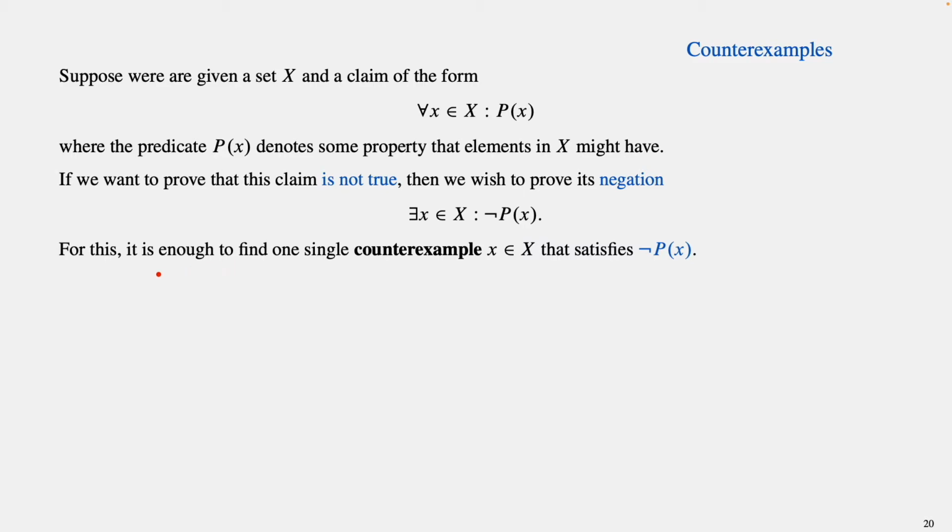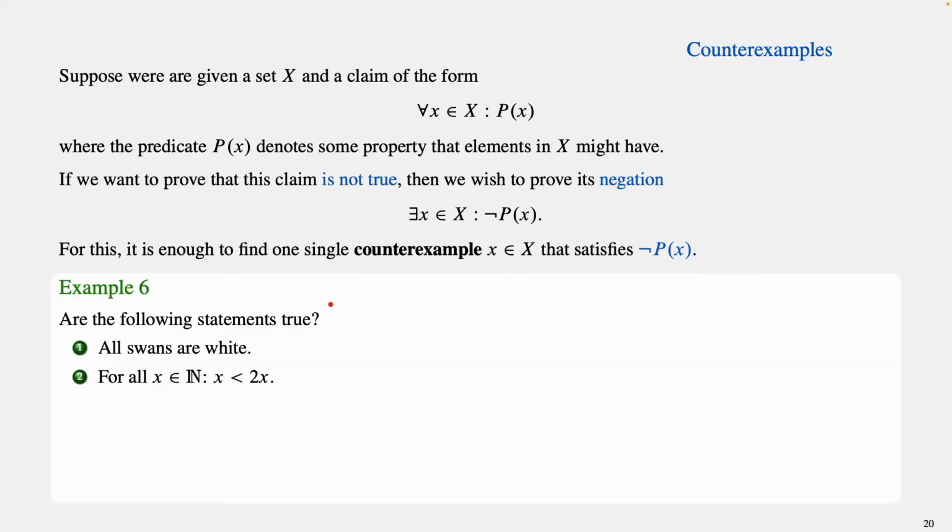And this is what we call finding a counterexample. So it is enough to find one single counterexample, one single element x in the set big X that satisfies the negation of this property P, and then we would know that this claim cannot be true, because it just can't be true for all x if we find one x that doesn't satisfy this.